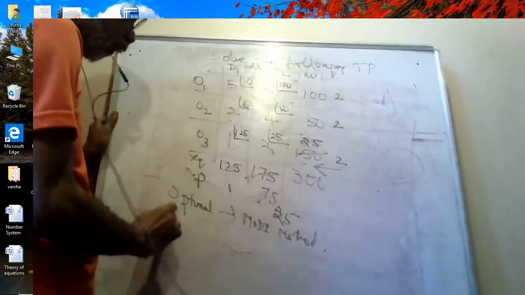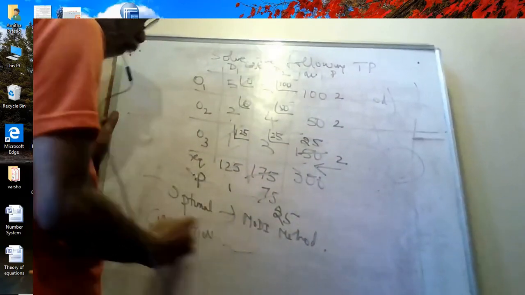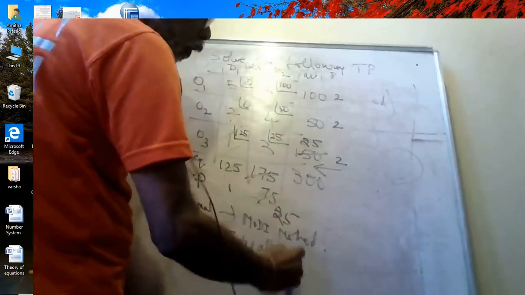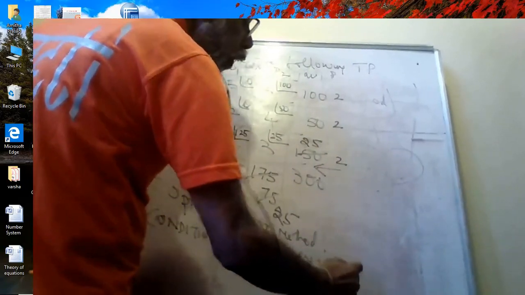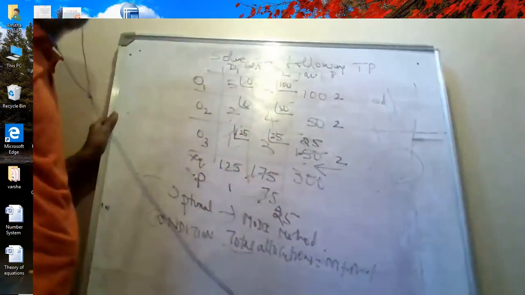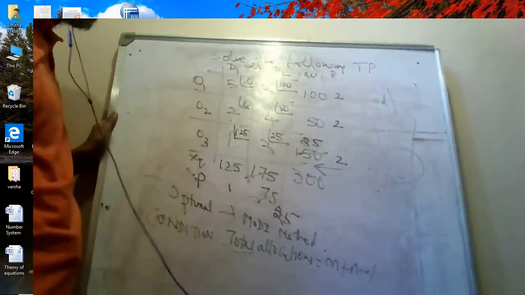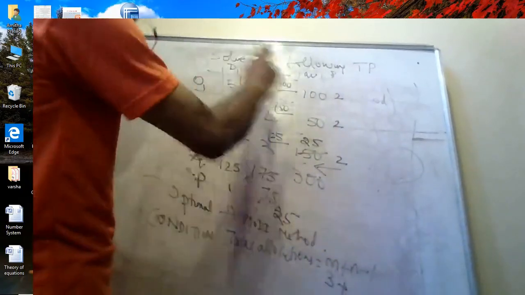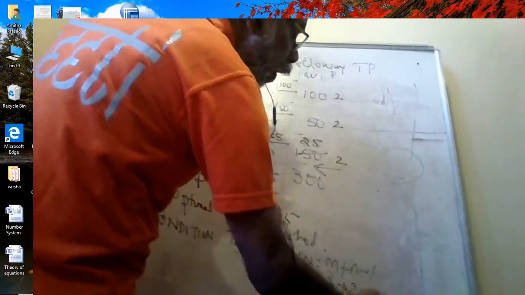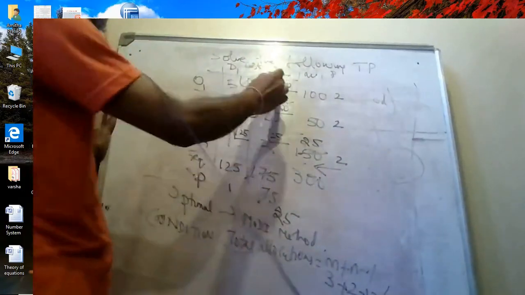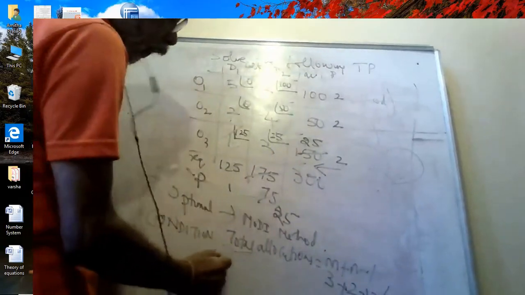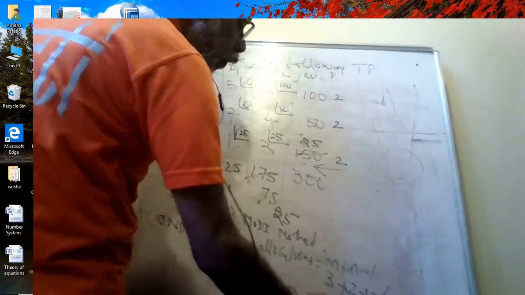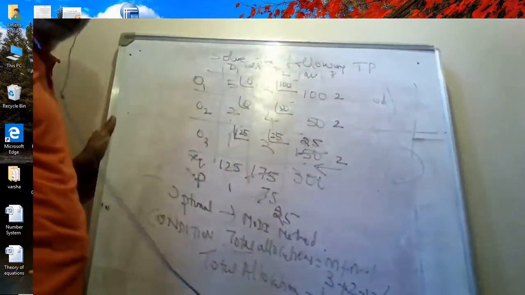So condition: total allocations should be equal to m plus n minus 1. So total number of allocations should be equal to m plus n minus 1. M is number of rows, n number of columns. So totally 4 allocations. So here also, total allocations is 4.